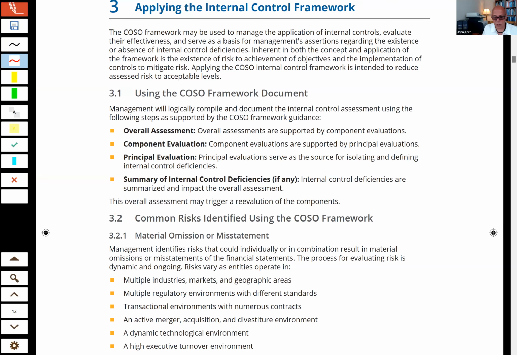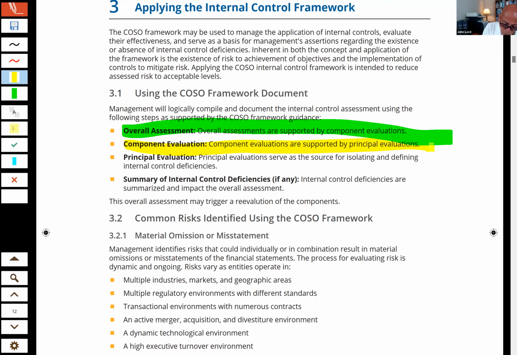Now you come over and we say, well, now that we understand we have the 5 components and the 17 principles, how will we use that structure to actually do the evaluation of the internal control? When we take a look at that, we're going to be doing an overall assessment, and those are supported by component evaluations. The component evaluation then comes through evaluating the principles. Principle evaluation serves as a source for isolating and defining internal control deficiencies. Do we see a deficiency in one of the principles, and how are we going to address that?